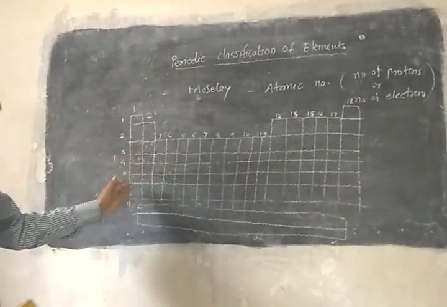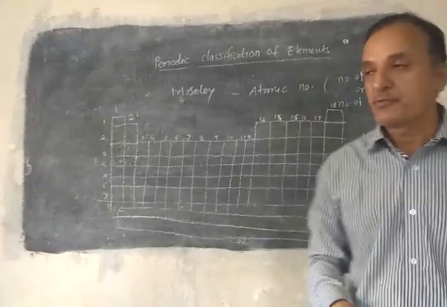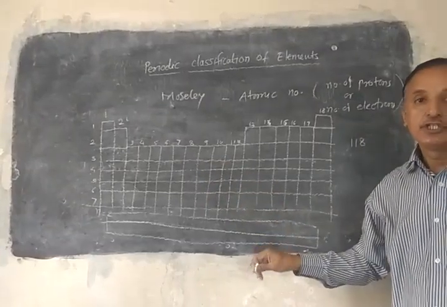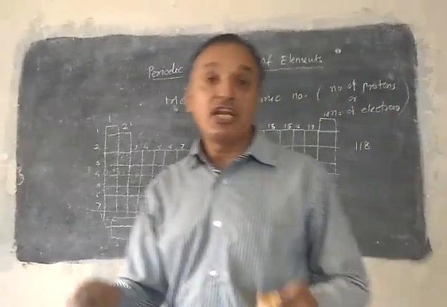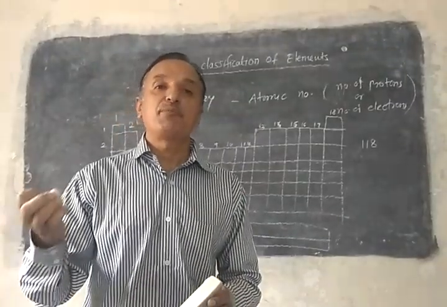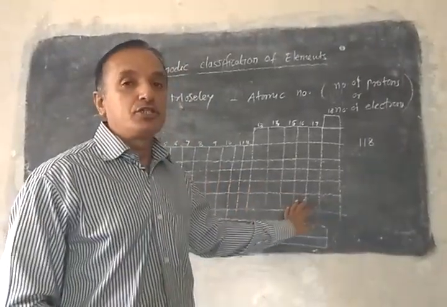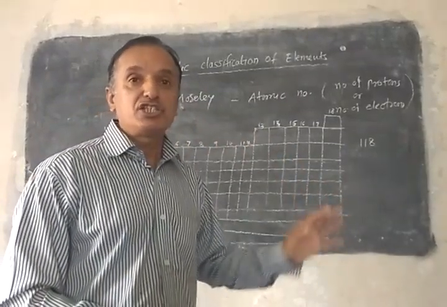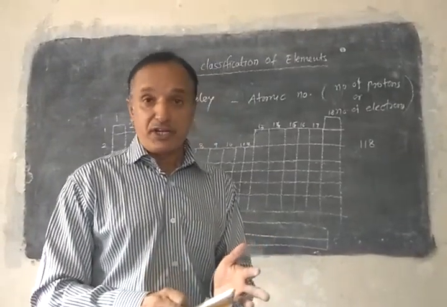Then you can find that all together there are 118 boxes, which means 118 elements are placed in that table. This table contains all the elements present at present, whatever elements are present in nature, or even those prepared in the lab by scientists. All the elements are kept in this table. As this table is the completely classified table of elements, it is called the modern periodic table, also called the long form of the periodic table.